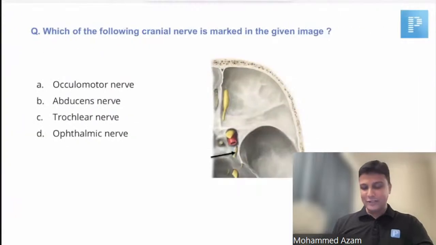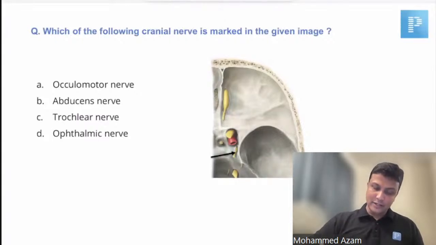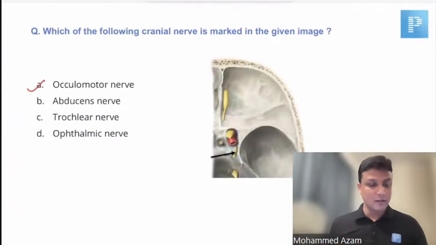Now, moving on to the next question. Yes, Dr. Eman was asking about this one here. Dr. Eman, which of the following cranial nerves is marked in the given image? You were telling about this image here. Now, in this diagram, my dear friends, if you observe, the arrow mark is on this nerve over here, and this nerve will be the oculomotor nerve. That is the third nerve. Oculomotor nerve. That is the third nerve, sir.